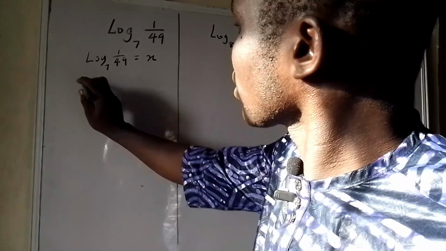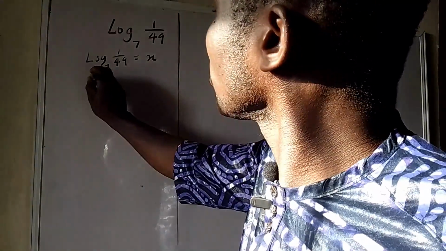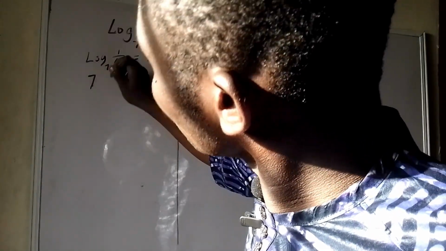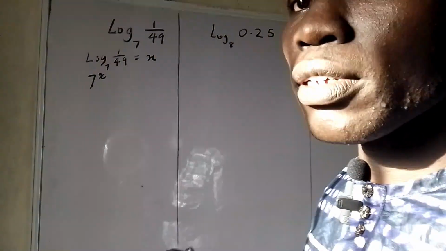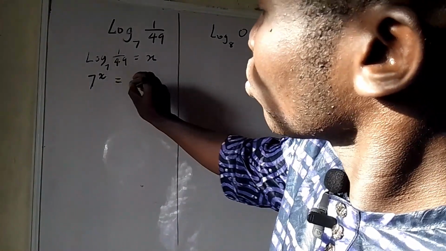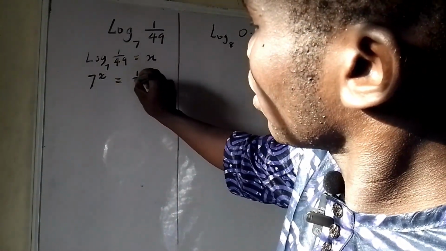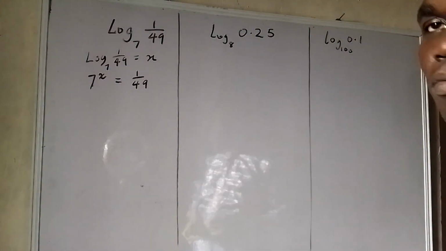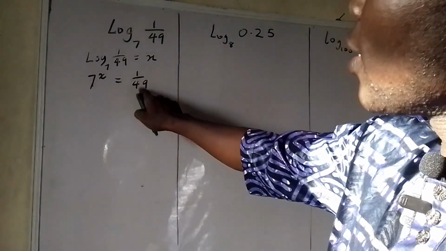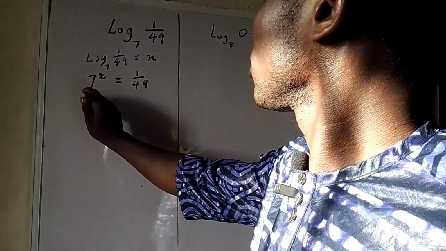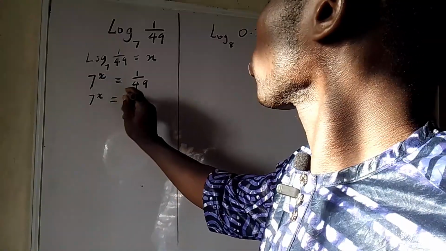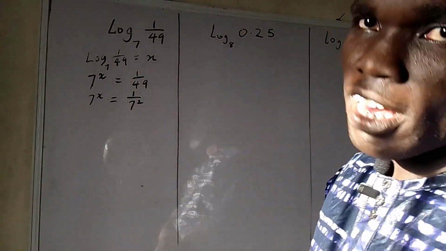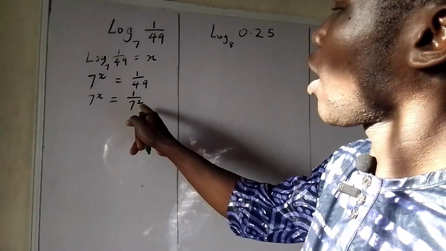So that means I will have 7 raised to power x is equal to 1 over 49. You see that? Don't forget that this is the same as 7 raised to power x is equal to 1 over 7 raised to power 2. Yes, indices now. I will apply indices.